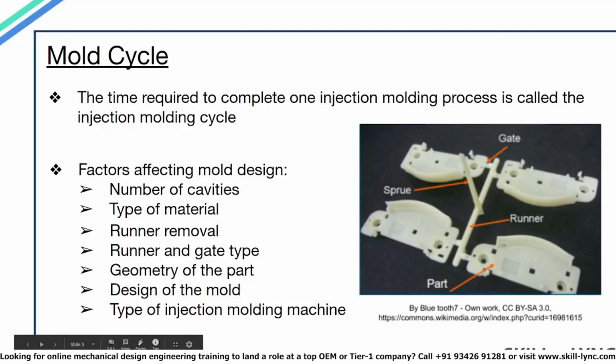The injection molding machines are primarily classified by the type of driving systems they use. The driving system can be hydraulic, mechanical, or electric. So the type of machine used will also impact the mold cycle time. Electric machines have been found to be faster and also more accurate, but they are also the most expensive ones.